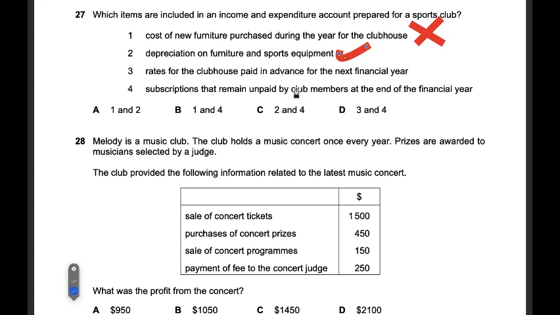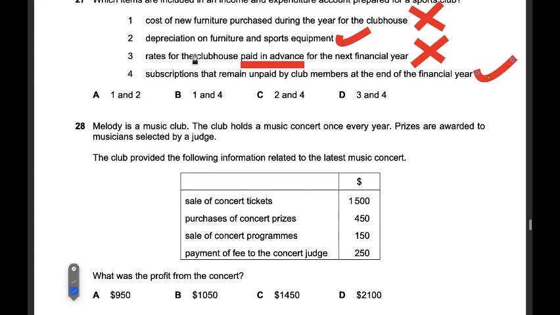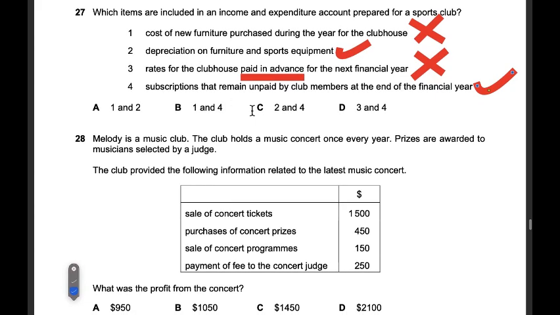Rates for the clubhouse paid in advance for the next year. So if it is for the next year, it is not included. If it's for the current year, it is included. So this is wrong. Subscriptions that remain unpaid by club members at the end of the financial year. Since this is for this particular year, we record it. Hence, options 2 and 4, making option C, are the correct answer.